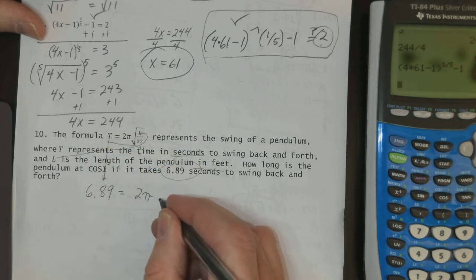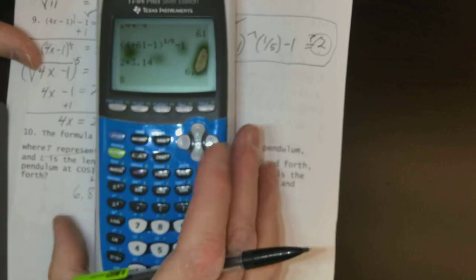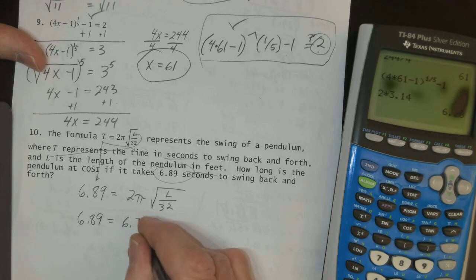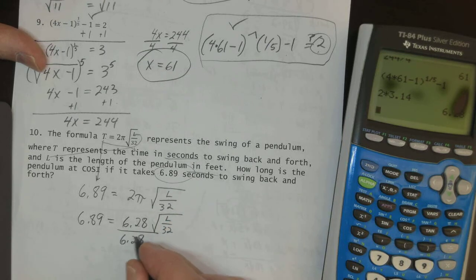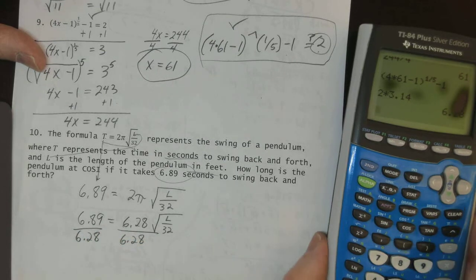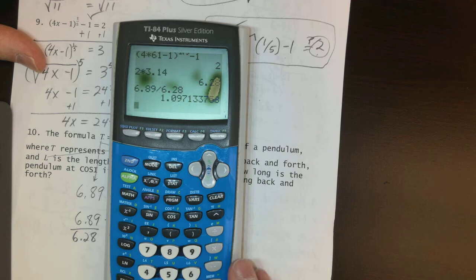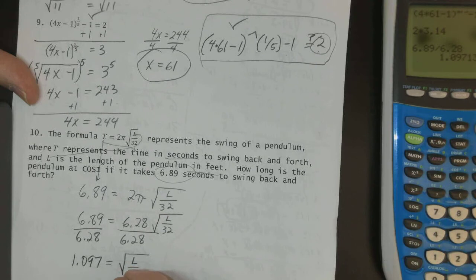Then I've got 2 times pi times the square root of L over 32. I'm going to do something here real quick. I'm going to take 2 times 3.14, and I get 6.28. So 6.89 equals 6.28 times the square root of L over 32. I'm going to divide by 6.28 here and 6.28 here. 6.89 divided by 6.28, 1.097. I'm going to round that a little further. Equals the square root of L over 32.